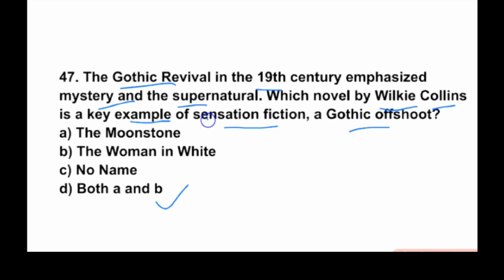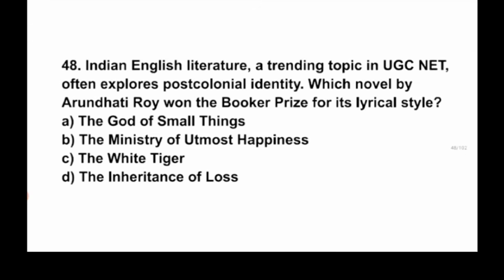A and B. The Moonstone and The Woman in White. Collins, The Moonstone, 1868, and The Woman in White, 1859. Combined Gothic elements with suspense, contributing to the sensation novel's popularity. The Woman in White means what? Next question.